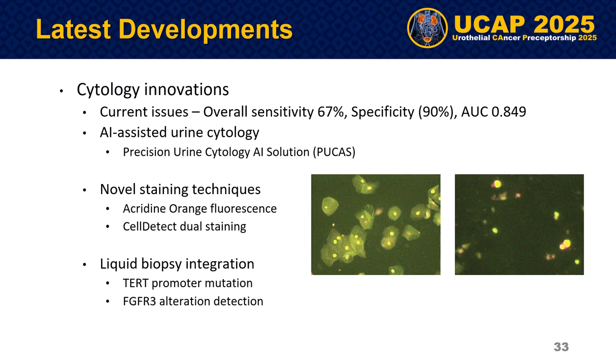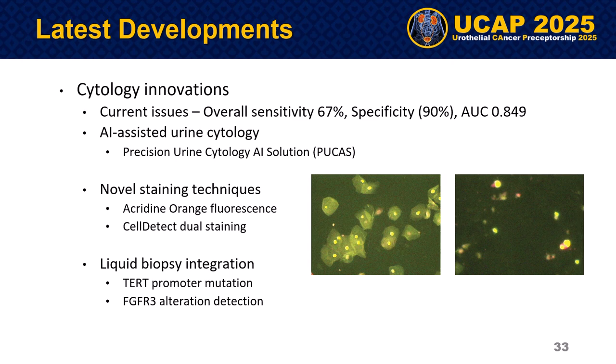urothelial carcinoma pathology. While urine cytology remains a cornerstone in detecting urothelial carcinoma, conventional urine cytology has a sensitivity of just 67%, missing many early or low-grade tumors. Advancements in AI, staining, and liquid biopsies are transforming this field.